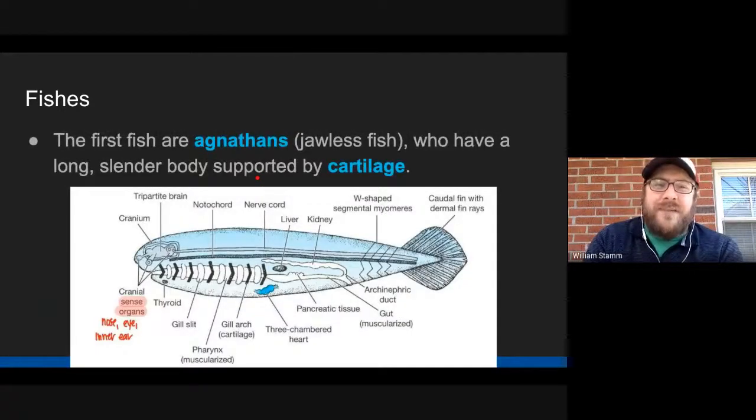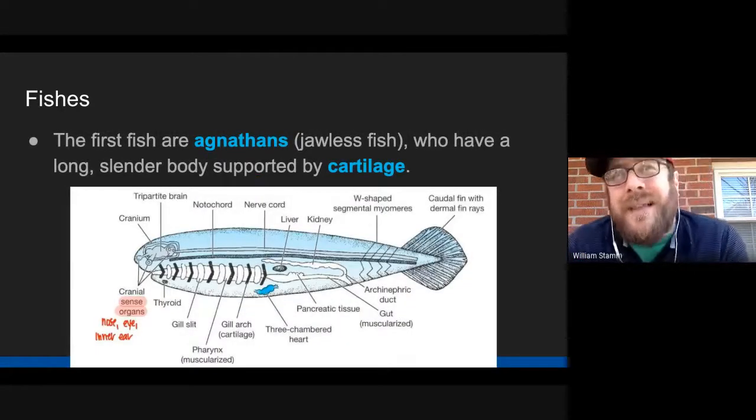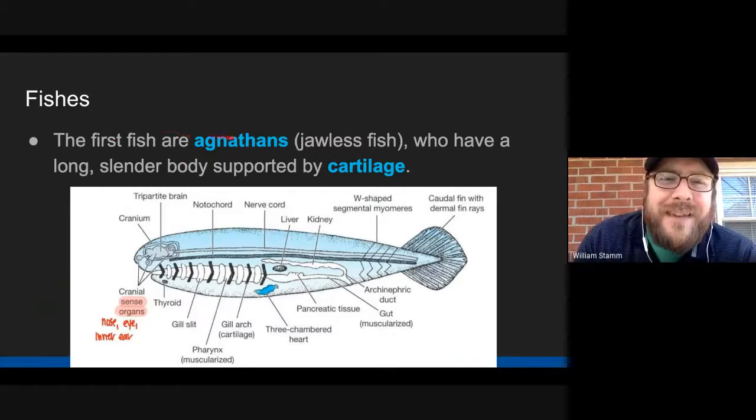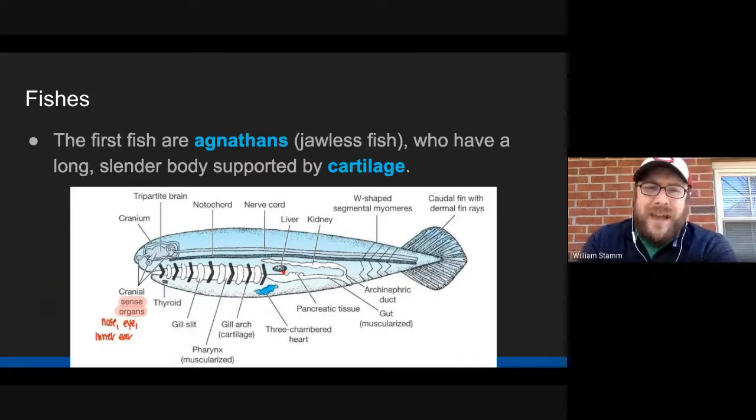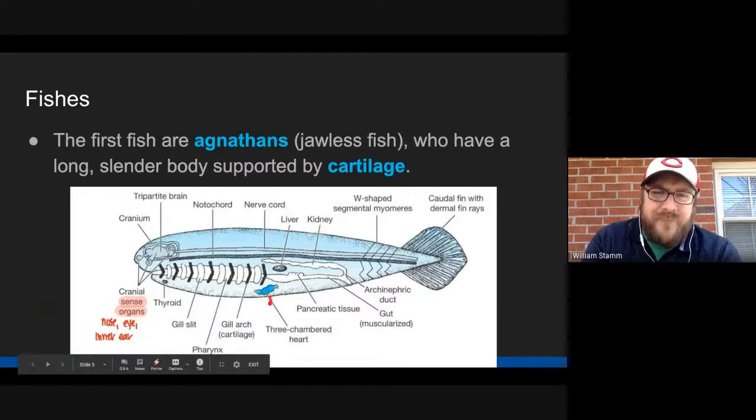Now, in general, the first fish probably on the planet were Agnatha, the jawless fish. A meaning not having, and Gnath, Agnatha, means jaw. So not having a jaw. They have a long, slender body a lot of times. They are supported by cartilage. There's a very generalized look at what they would look like. As you can see, it has the notochord, the nerve cord, those structures that pretty much vertebrates have. Three-chambered heart in this case.